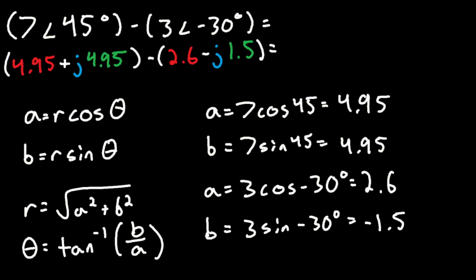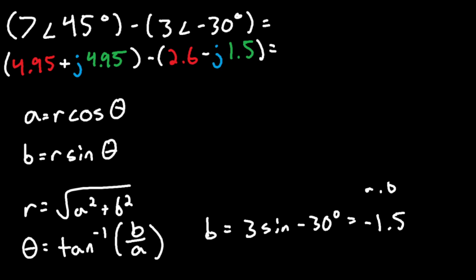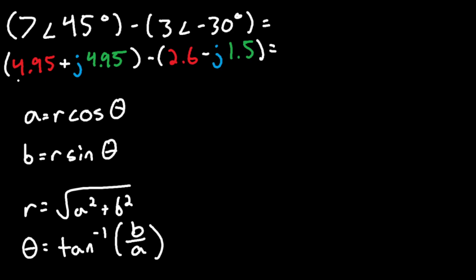Alright, now all we need to do is evaluate this. So add the real and imaginary parts. So 4.95 minus 2.6, right? And the reason why we're subtracting is because we're subtracting both the polar coordinates. So we need to distribute the minus into both of these terms. So if we distribute the minus, we should get negative 2.6 plus j 1.5, right? 2.6. That looked like a 26.